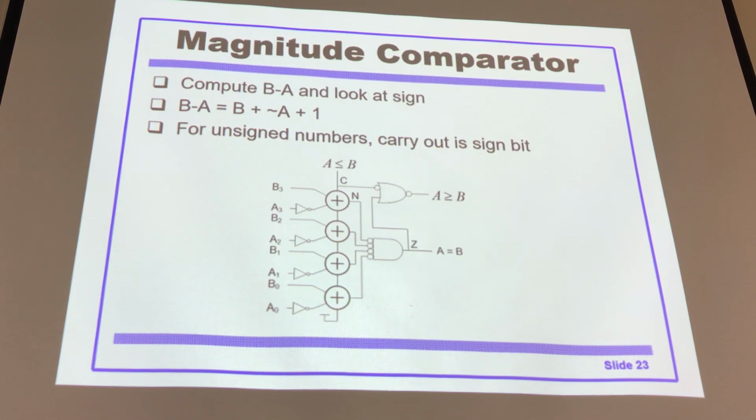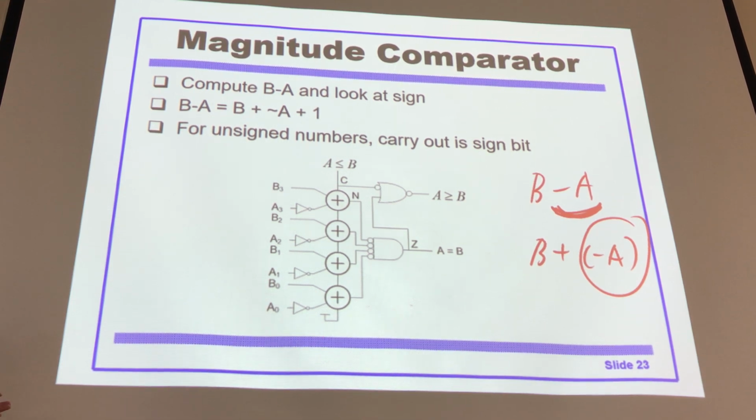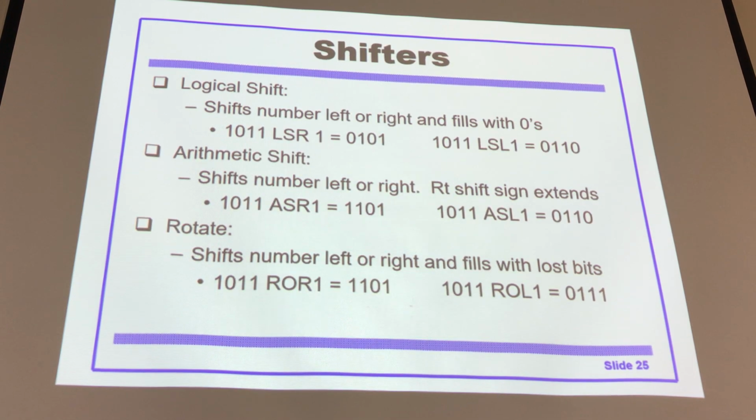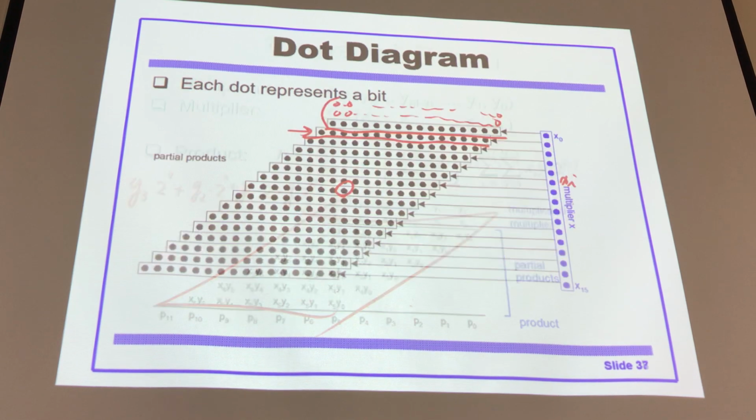Design the magnitude comparator. B minus A, for minus A. You're doing one's complement, right? One's complement, but the carry has to be 1. One's complement and 1, that's two's complement. So you still need to add 1 for the carry. How do you do that?